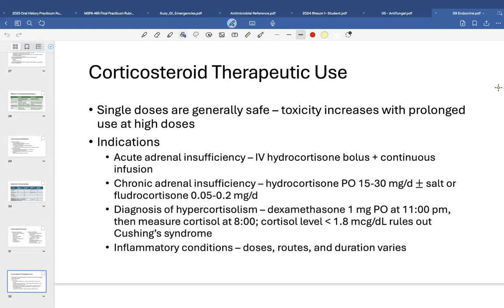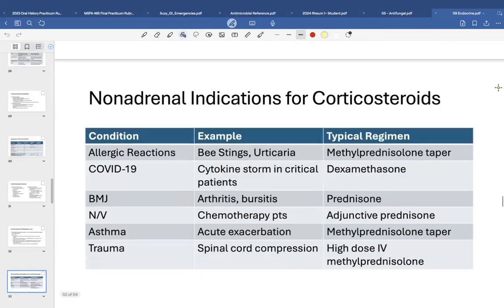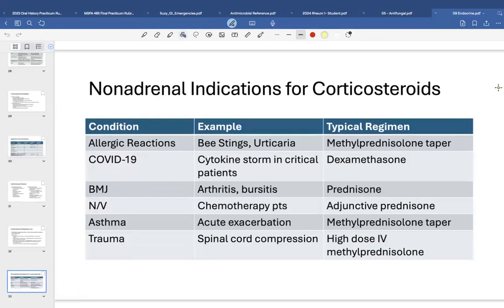There's also something called the dexamethasone suppression test, where if you give a dose of the potent corticoid dexamethasone, you would expect to see a drop in cortisol levels. So that is another use. And then we have a whole host of inflammatory conditions where we can use corticosteroids. These are some examples. A lot of these we talked about again over the course of the year. A couple we haven't touched on yet.